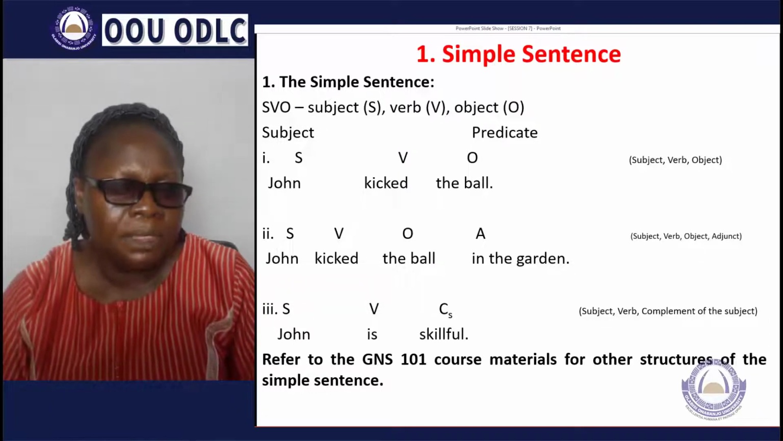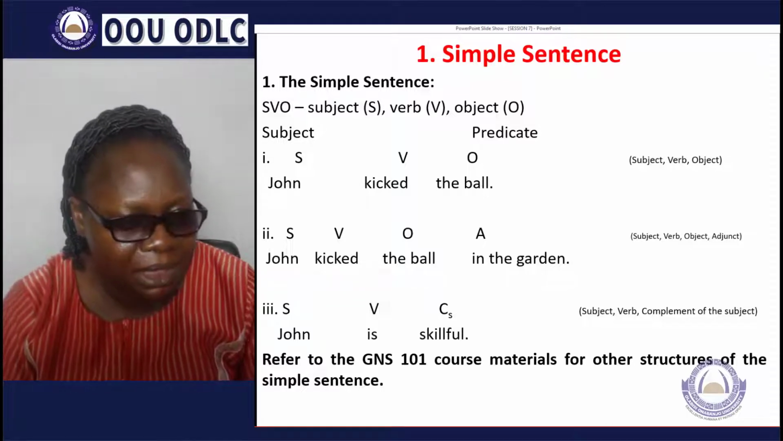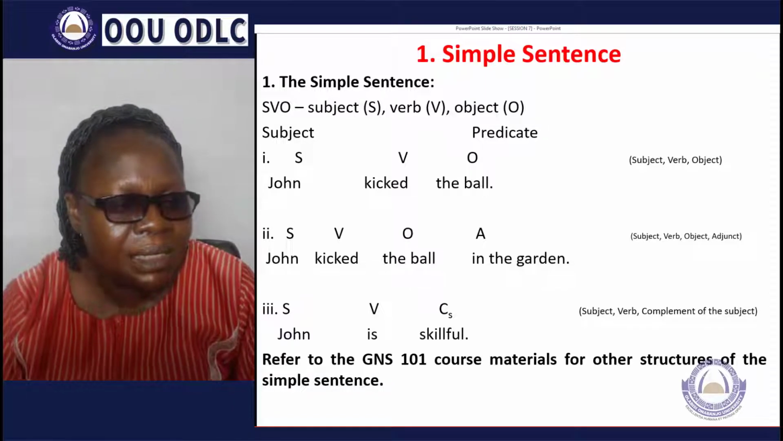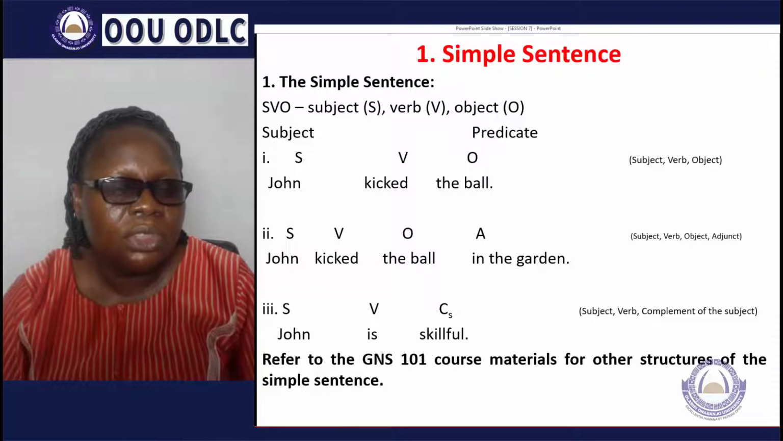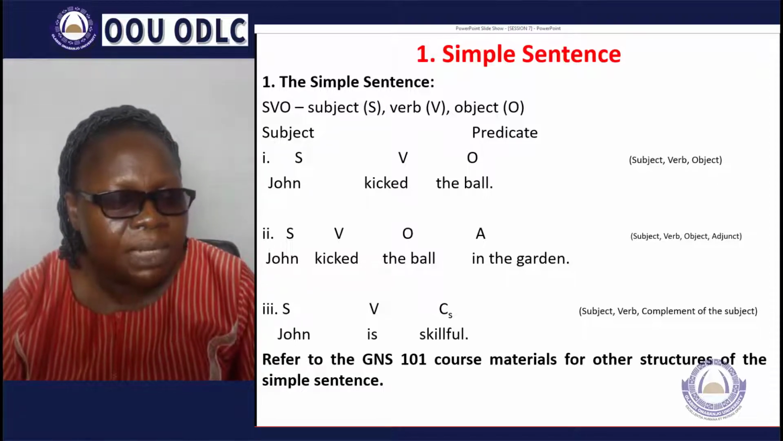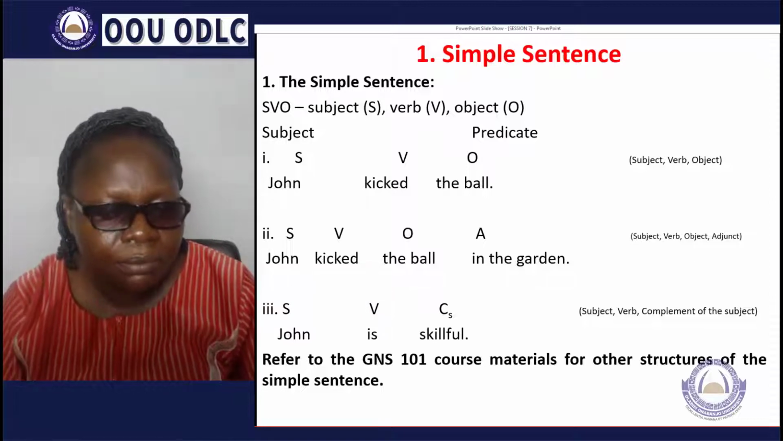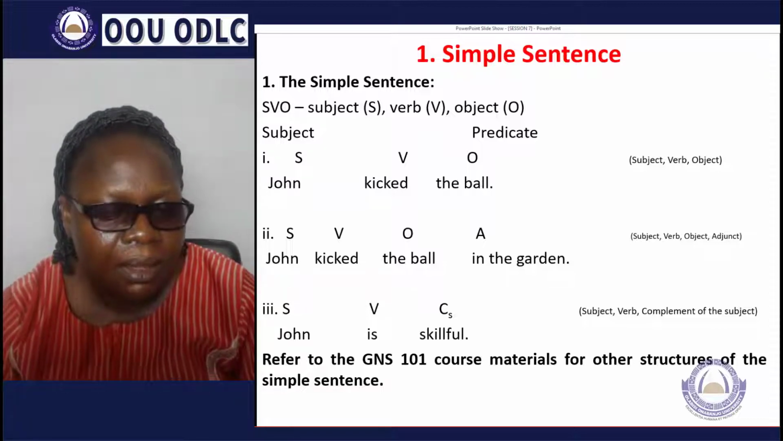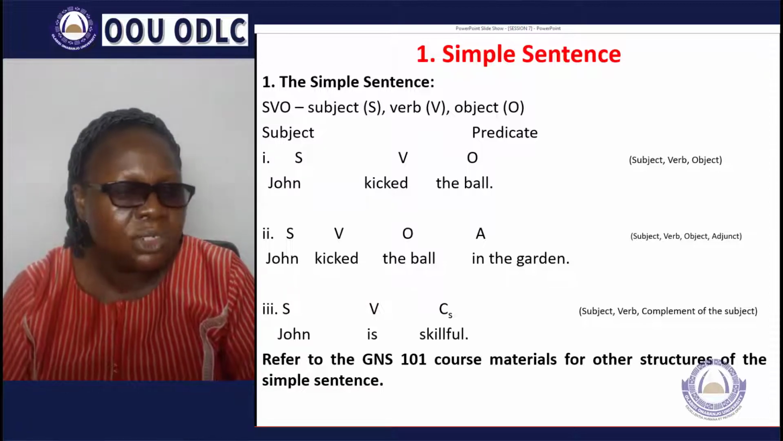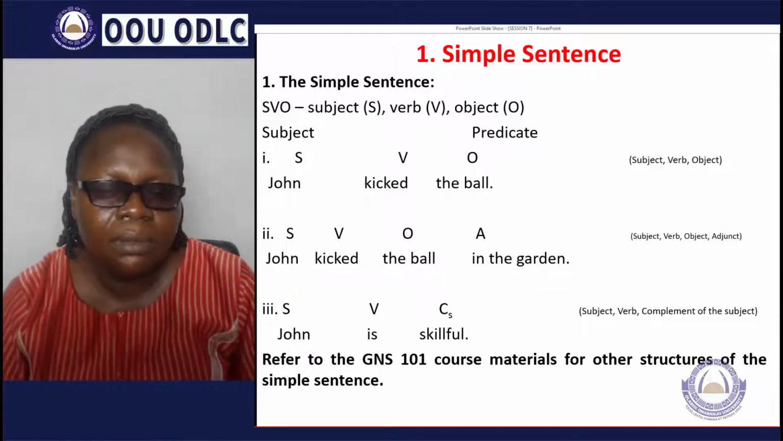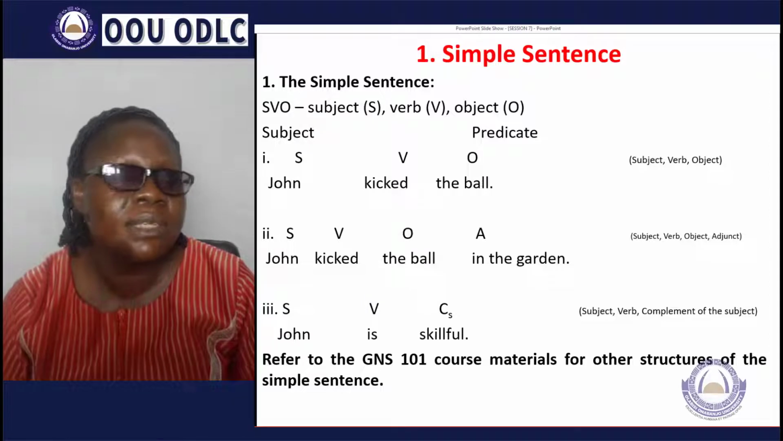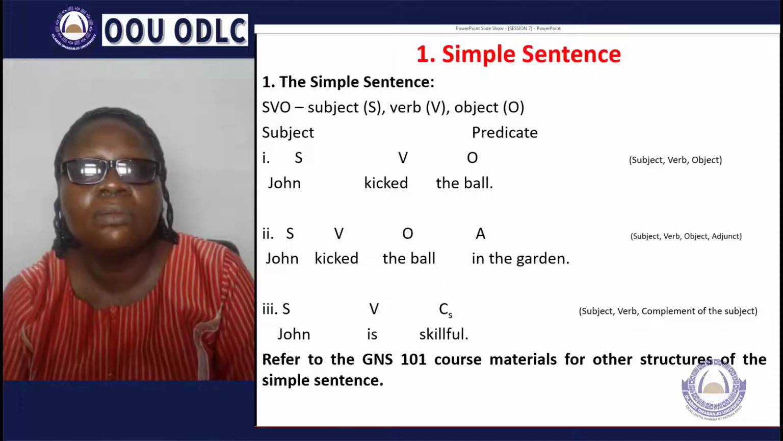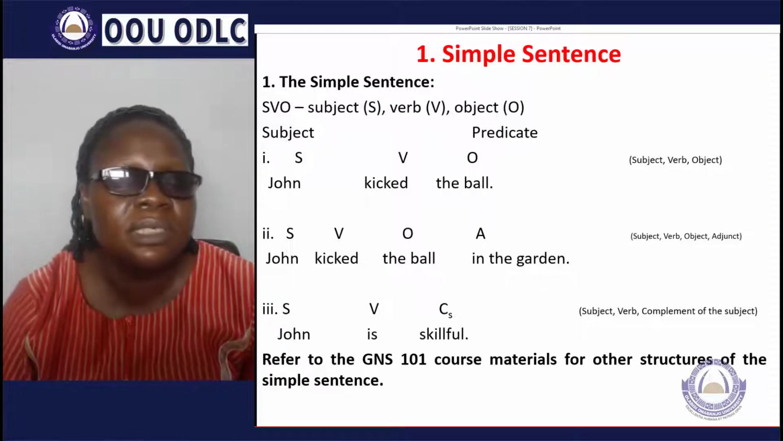Number 1, the simple sentence can have the structure that contains the subject, the verb, and the object, as you can see on the screen. The first sentence on the screen is John kicked the ball. The subject is John, the performer of the action in this sentence. The action itself is kicked, and the object, that entity that receives the action that is expressed in the verb, is the ball in the sentence we are considering. John kicked the ball. Here we have the subject, the verb, and the object.